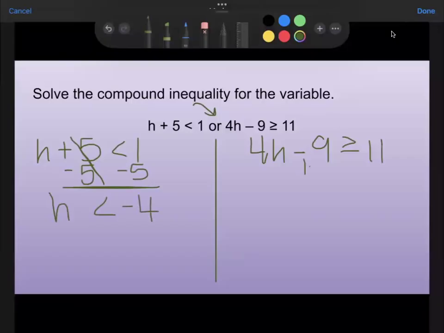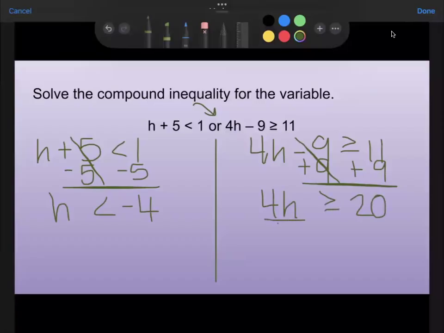On this side, we'll add 9 to both sides to cancel that. We have 4h is greater than or equal to 20. And then we'll divide both sides by 4. Cancel that. H is greater than or equal to 5. So the answer here would be, and I'm going to put an or in the middle, that h is less than -4 or h is greater than or equal to 5.